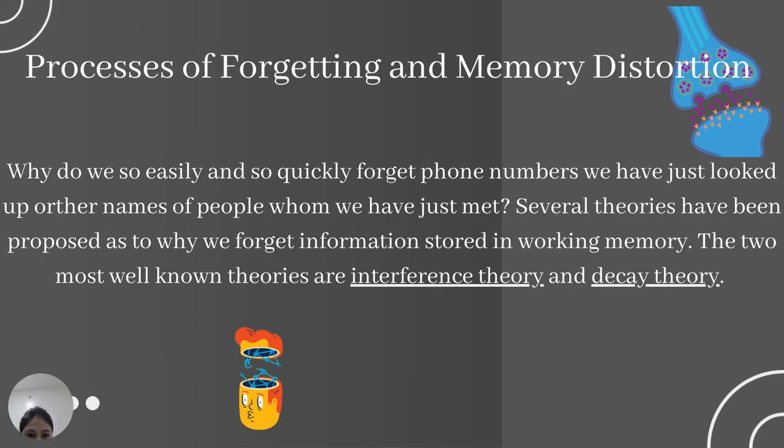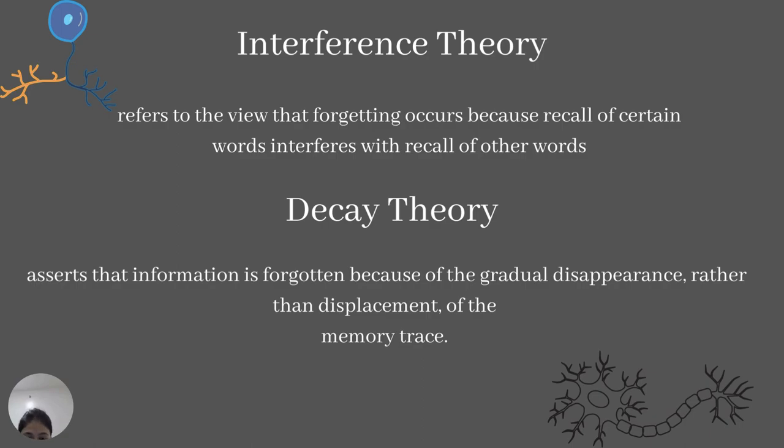We also have the process of forgetting, memory, and distortion. Why do we so easily and so quickly forget phone numbers we have just looked up, or the names of people whom we have just met? Several theories have been proposed as to why we forget information stored in working memory. The two most well-known theories are the interference and decay theories. I'm sure that you did not forget what the interference and decay theories are, because I just discussed them a moment ago.